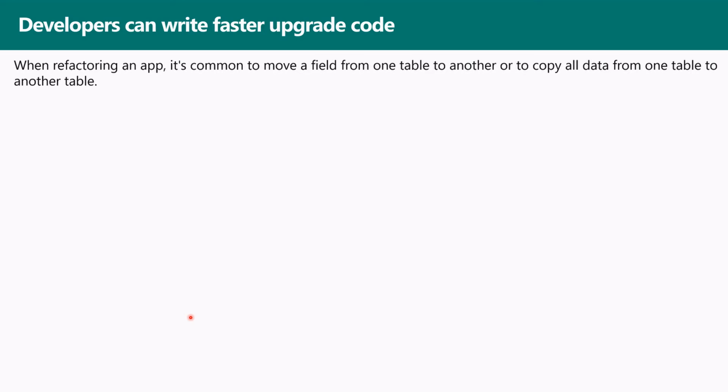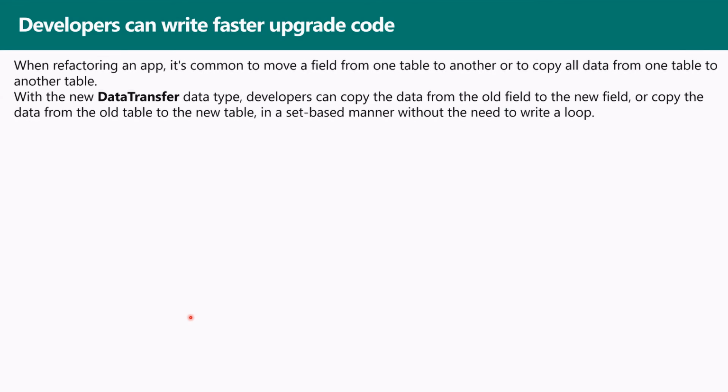Normally these things are moving data. So I refactor a table. In the first version, I have one table. Now I have two tables, for example. I need to move the past data that my customer has to the new tables. And to do that, now you have a new data type called data transfer that permits you to move data from old fields or tables to new ones in a quicker way, because this new data type works at SQL level without writing loops or something like that.